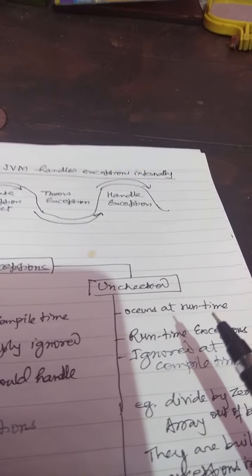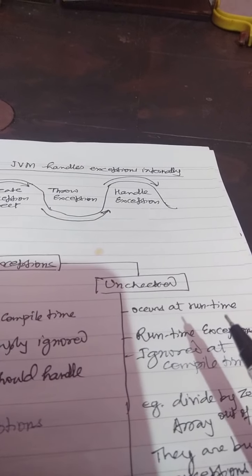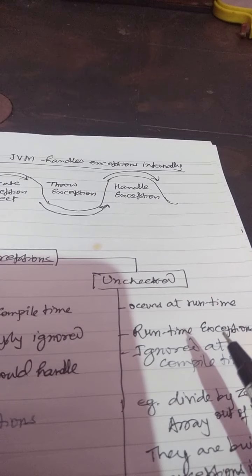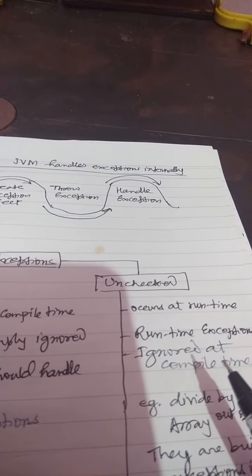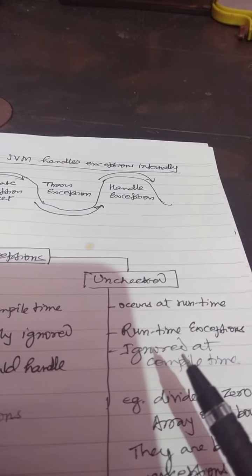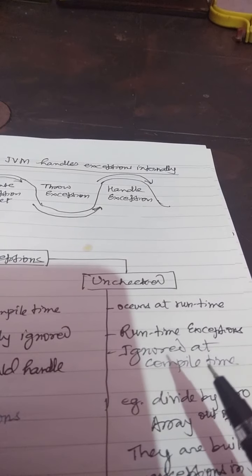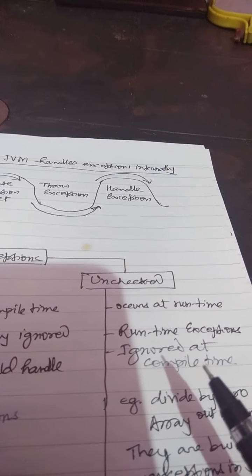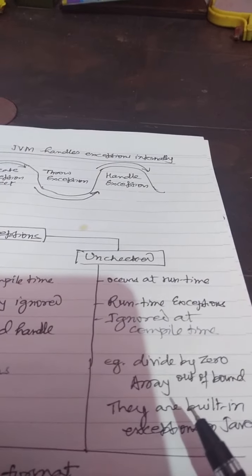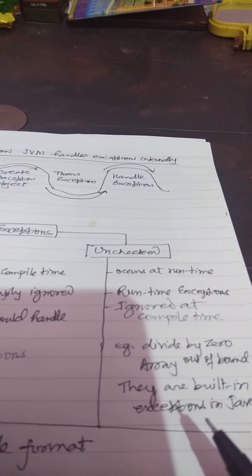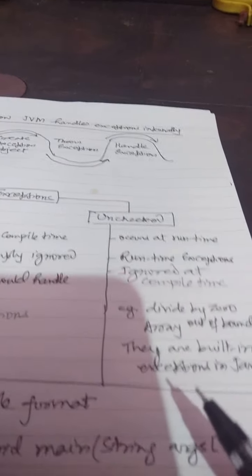Unchecked exceptions are like when you have not checked your code carefully and somewhere you have tried to divide by 0 or find the square root of a negative value. So it occurs at runtime and is ignored at compile time because there is no syntactical mistake. Examples are given here: divide by 0, array out of boundary, and they are built-in exceptions in Java.